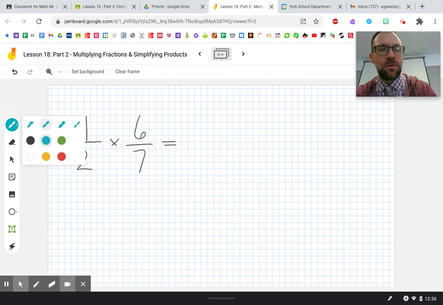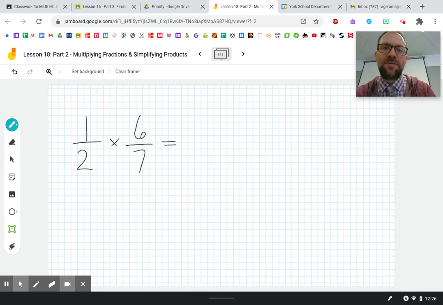All right. So we have 1/2 times 6/7. Well, 1 times 6 is 6, and 2 times 7 is 14. 6/14 is our product. We're done multiplying. But 6/14 is not written in simplest form. So let's go ahead and do that.